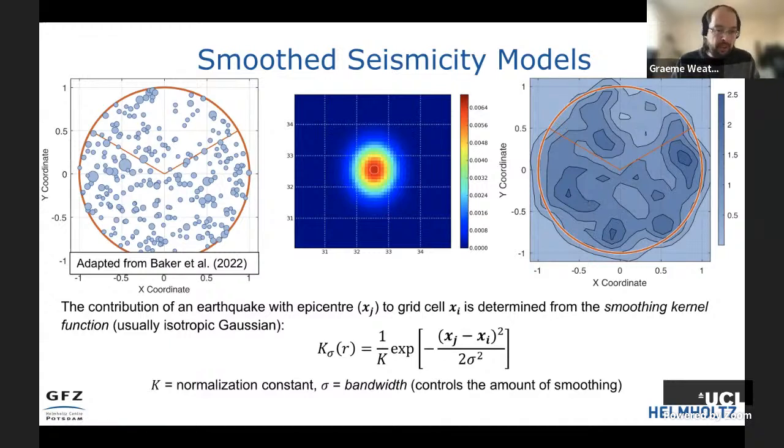There are different smoothing kernels used in the literature. Very often we see isotropic Gaussian kernels or other sorts of Gaussian kernels. These take as input the relative distance between your earthquake and your specific grid cell, and they are parameterized with a normalization constant, one that ensures that the unit rate for an earthquake is preserved when we sum up the contribution across all cells. Particularly important is the bandwidth. The bandwidth is the sigma of this model, which controls the amount of smoothing. It's simply a distance, the distance over which an earthquake is smoothed.